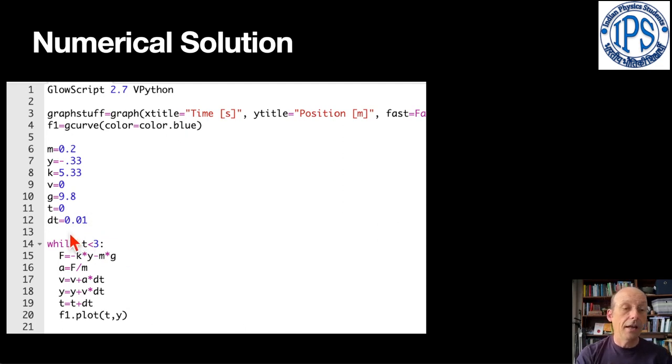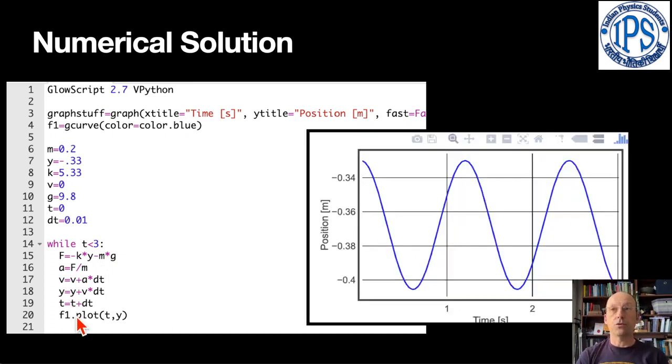So with that, what I do is here I just do a loop for 3 seconds, and I go through and do the same thing every time. And I calculate the force, and that's the total force right there, right? That includes gravity. I use that to calculate the acceleration, update the velocity, update the position, update time, and plot it. And that's what you get.